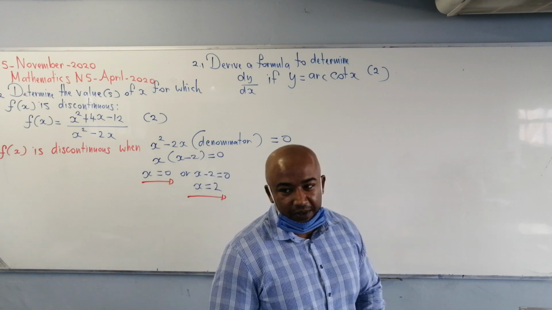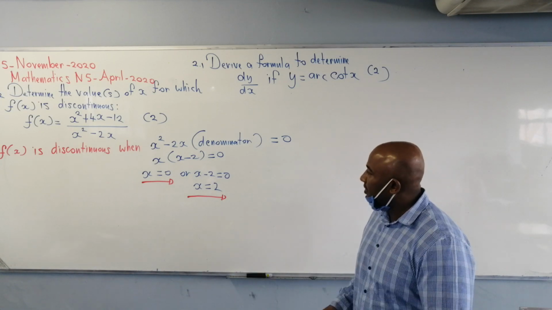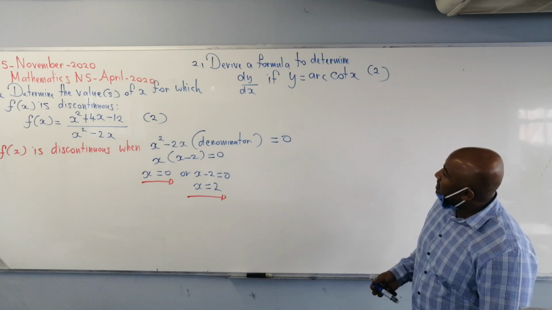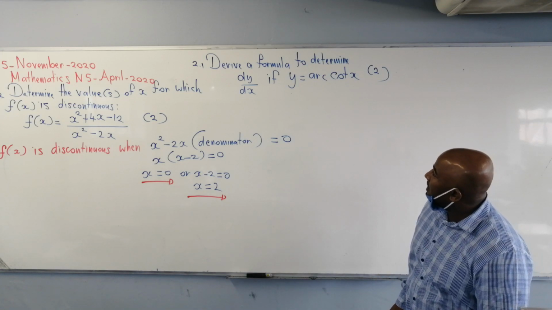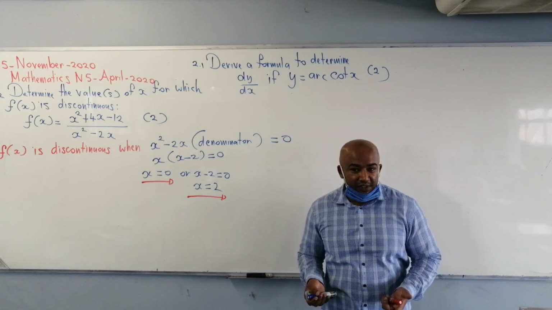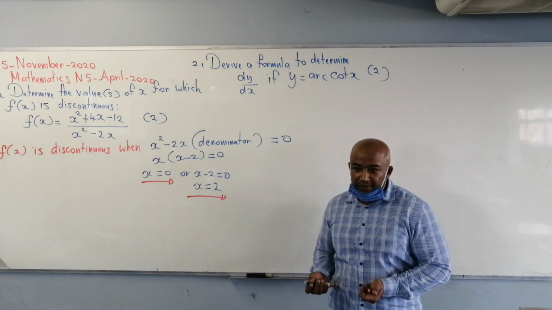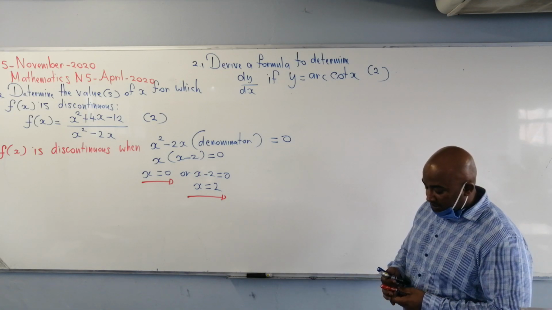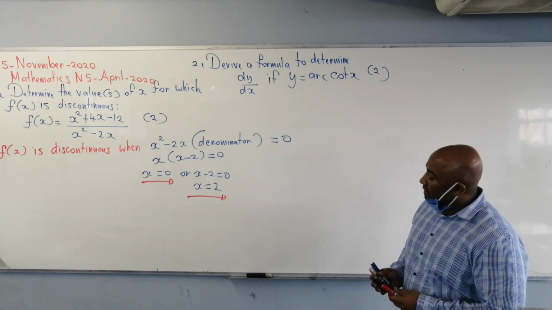Now, let's move on to the next one. Derive a formula to determine dy over dx if y is equal to arc cot, that equals inverse. We're dealing with the inverse of cot. Okay. So how do we do that? This is only 2 marks. So how do we do that?